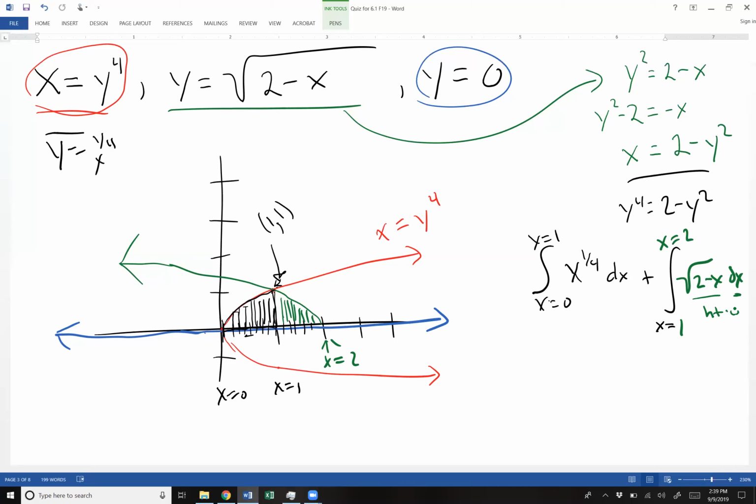What's the disadvantage of doing it this way? Two integrals.